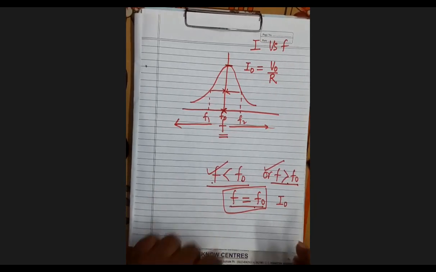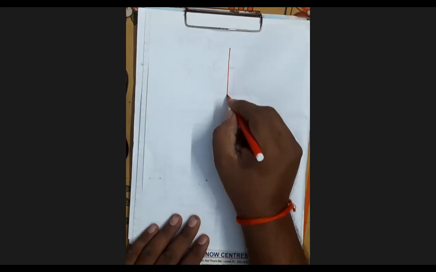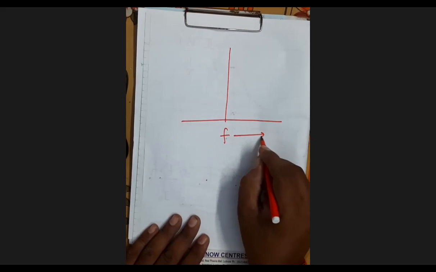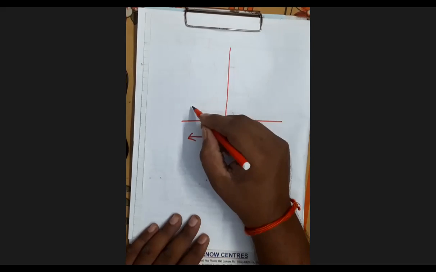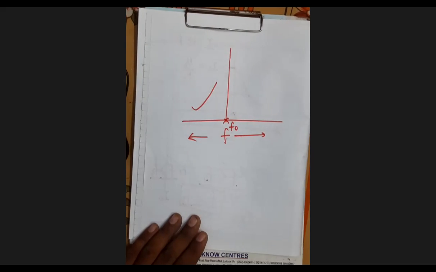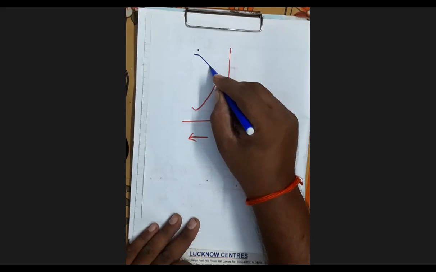Now if you draw the graph of Z versus F, impedance versus frequency of applied AC voltage, here this is the frequency, this is F naught. What will be the shape of the graph? The shape of the graph will be like this.